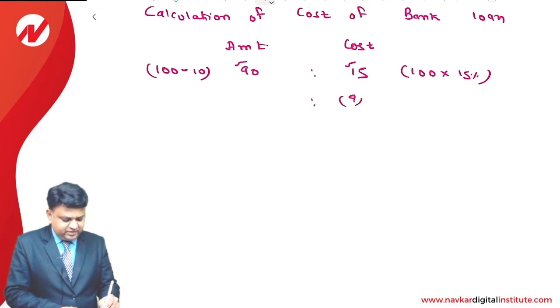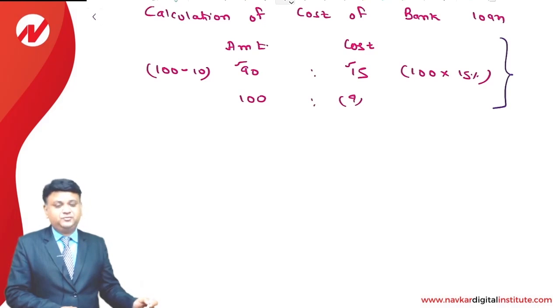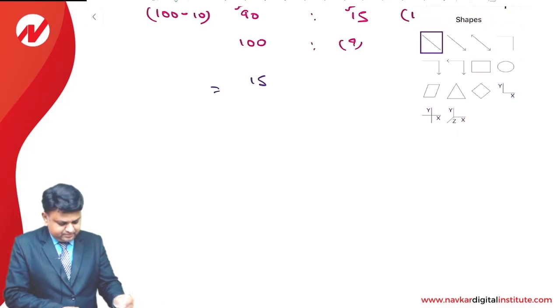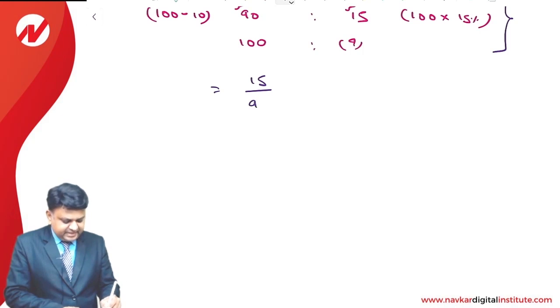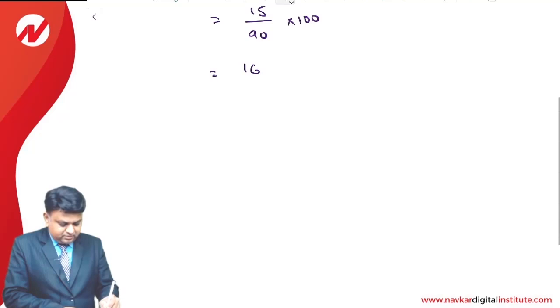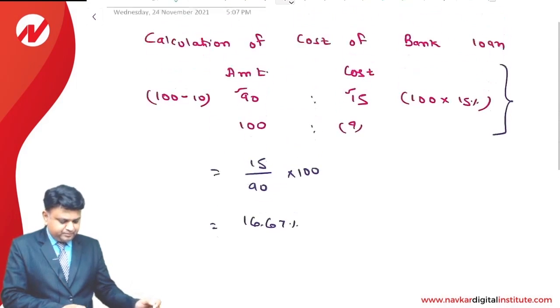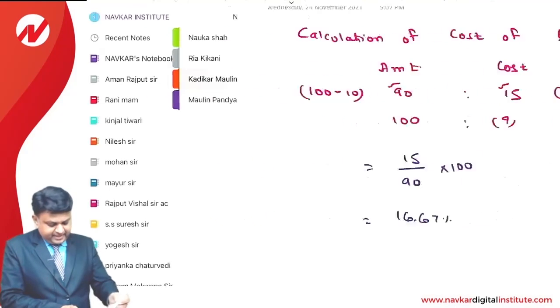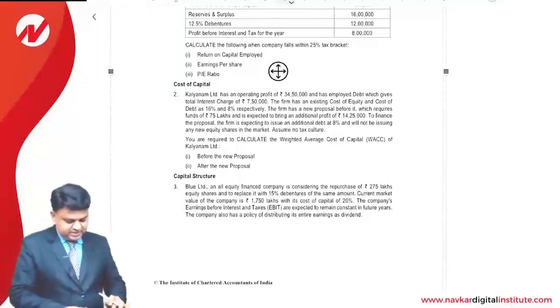So what is the cost for every 100 rupees? That is the way we compute the cost of capital, that is, cost of funds. So it is 15 divided by 90 into 100, which comes to 16.67%. That is the cost of the bank loan. This is the answer to our very first question, that is the bank loan. There is an important point over here for you, that is the compensating balance. Next is the second option.